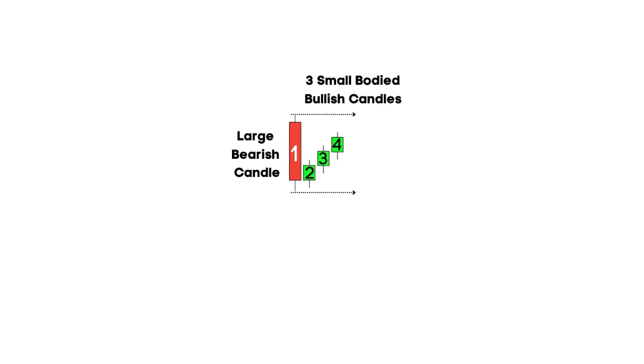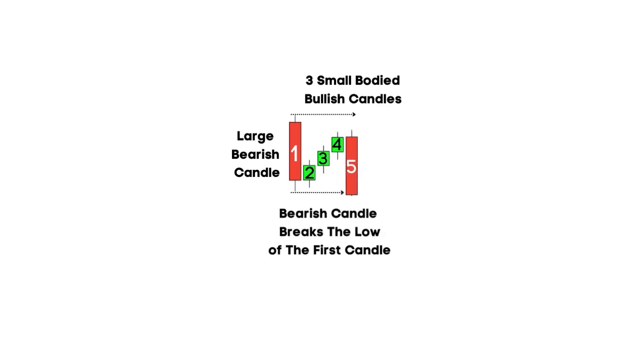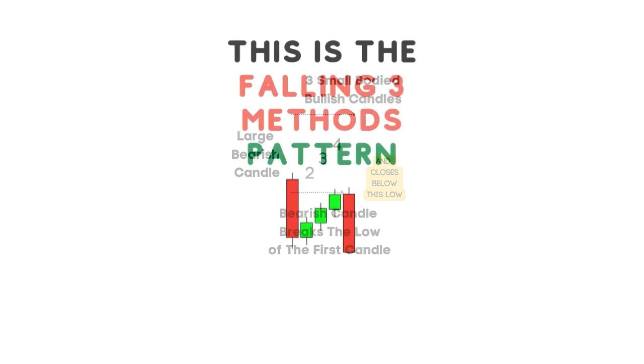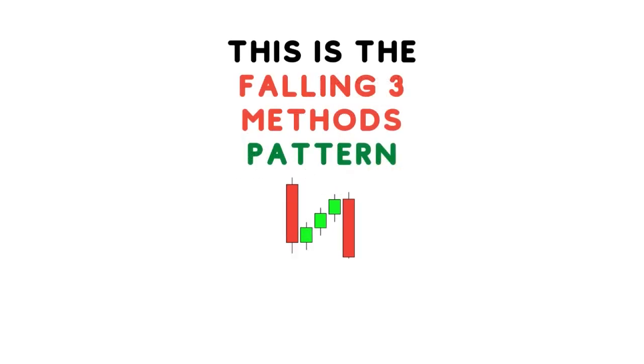First, a large bearish candle, followed by three small body bullish candles that trade within the high and low of the first candle. Finally, a bearish candle that breaks the low of the first candle and also closes below this low. This is the falling three methods pattern.